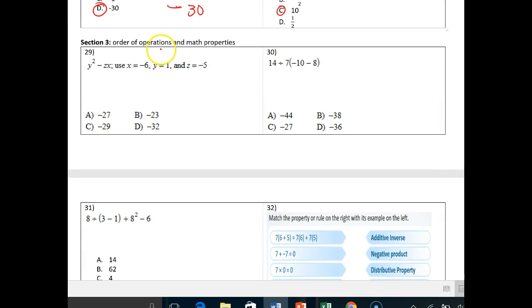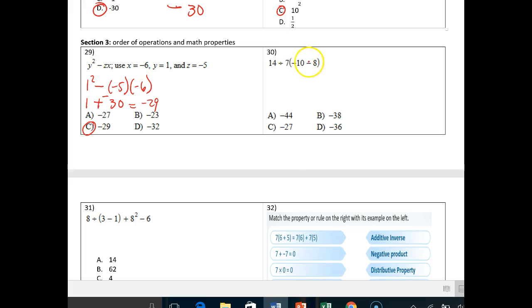So y squared is 1 squared minus z, which is negative 5 times negative 6. So we have 1 minus 30. Why is that positive 30? Because you had a negative times a negative. That's just 30. So 1 minus positive 30 really is 1 plus negative 30. And that's how you get negative 29. C. All right.